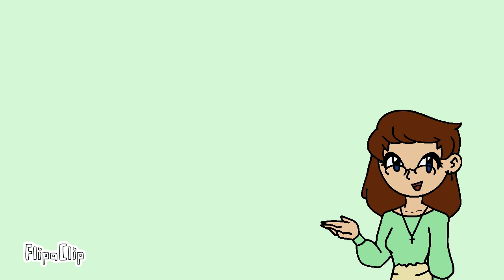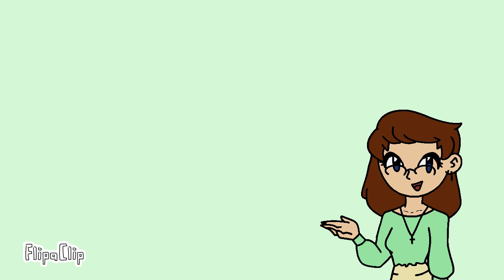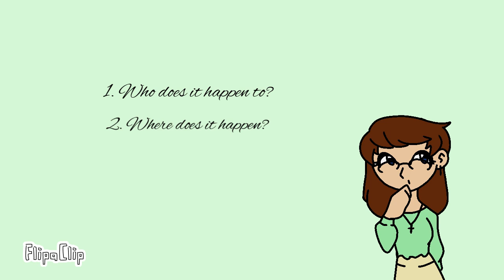Today we're going to be talking about plot. A plot needs two things before it can happen: characters and a setting. Throughout the story, where things take place and who they happen to may change, but in order for things to happen, they need to happen to someone, somewhere. Before you begin talking about what happens, you must determine who things are happening to and where they are happening.